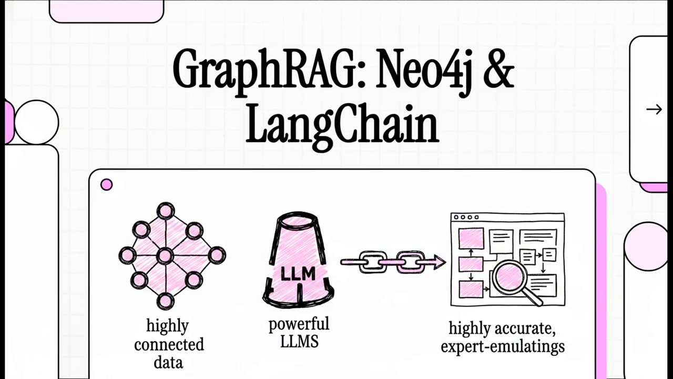Welcome to this explainer. Look, if you're building AI applications, you've almost certainly hit that frustrating wall where your large language model just hallucinates. And usually, it's simply because it lacks the right context. Well, today, we are moving way past standard RAG. We're going to walk through a practical blueprint for building a highly accurate, expert-emulating GraphRAG system using what is, frankly, the ultimate stack, Neo4j and LangChain. Let's get right into it.